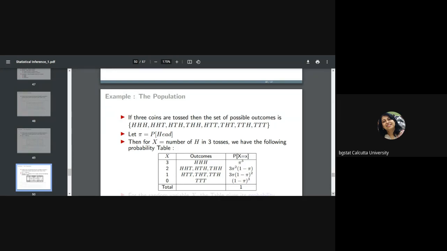Now tossing a coin, it either results in a head or a tail. So if the probability of head is pi, it means that the probability of a tail must be 1 minus pi. So what is the probability that I observe a total of 0 heads in 3 tosses? I have to first observe a tail in the first toss. The probability is 1 minus pi. For the second toss, it is again 1 minus pi. And for the third toss, it is again 1 minus pi. Because the events are independent, I can multiply the probabilities.